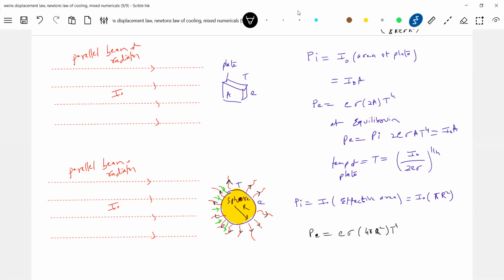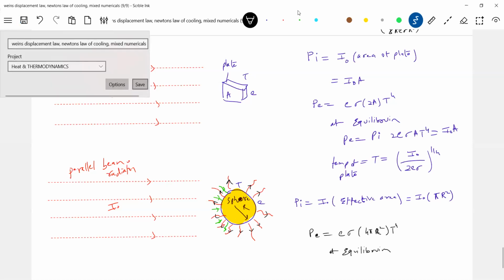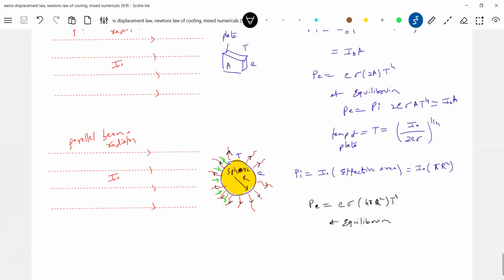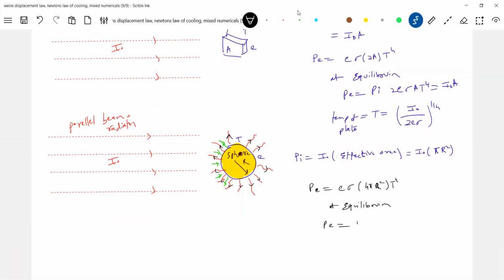Agree with this? So therefore at equilibrium, what can we write now? Now we'll equate these two. P emitted equal to P incident. 4 pi E sigma R square T to the power of 4 equal to I naught pi R square. Are you noticing the difference?